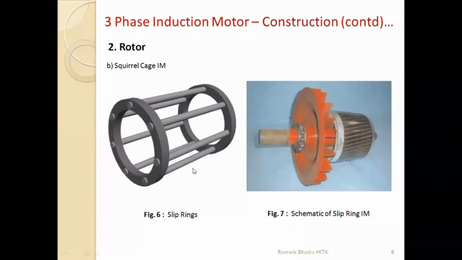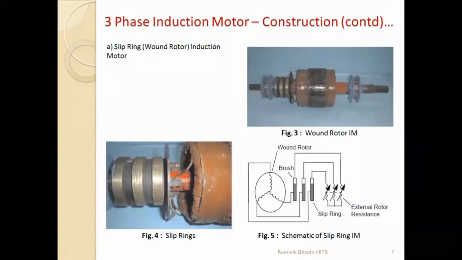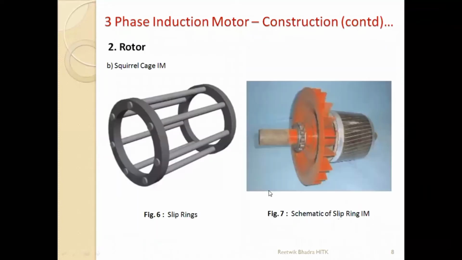Now over here, the main difference between a slip ring induction motor and your previous slide: if you see over here, there are external resistors that can be connected through brushes and slip rings to the rotor. But over here, the rotor conductors are fixed. That means rotor resistance becomes fixed. We can't connect any additional resistance. These points are fixed and directly connected to the shaft.